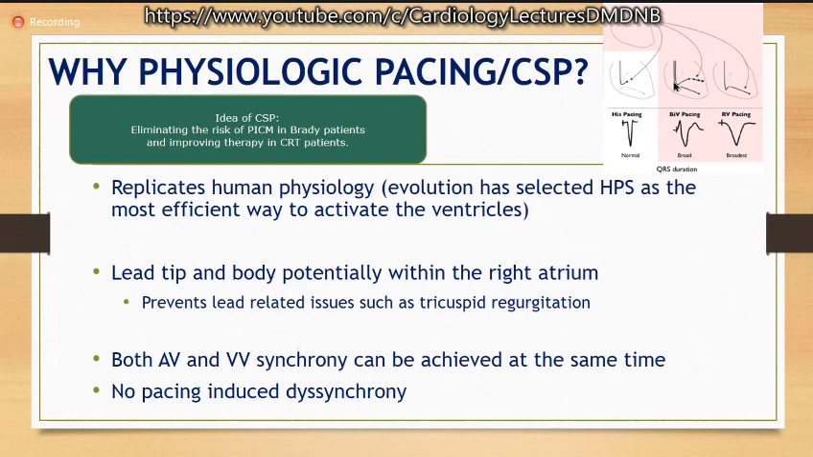We all know by evolution that the His-Purkinje system, as God has designed it, is simply the most efficient way to activate the ventricles. You need to understand that when somebody is pacing the His bundle, you're actually pacing from the right atrium, as I'll be alluding to subsequently, but you have both the RA lead as well as the RV lead in the right atrium. So there's hardly an issue of tricuspid valve damage or tricuspid regurgitation from the pacing lead, because the right ventricular lead is also on the membranous septum. AV and BV synchrony is achieved, and there is absolutely no risk of pacing-induced dyssynchrony or cardiomyopathy.